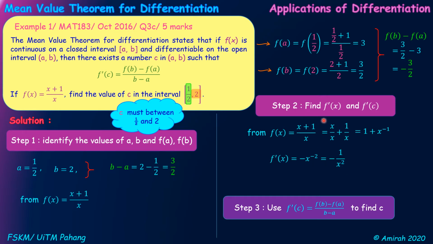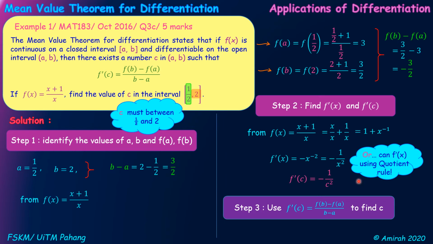After we find f prime x, then we can find f prime c. Before that, to find f prime x, we also can use the quotient rule because this is a division function. We have a numerator in variable x and a denominator in variable x, so we can differentiate using the quotient rule. But we choose the easiest method. So to find f prime c, we just replace x by c here. So we get negative 1 over c squared. Now we have found f prime c, we have found f(b) minus f(a), and we have found b minus a. Then we can continue with step 3 to find the value of c.